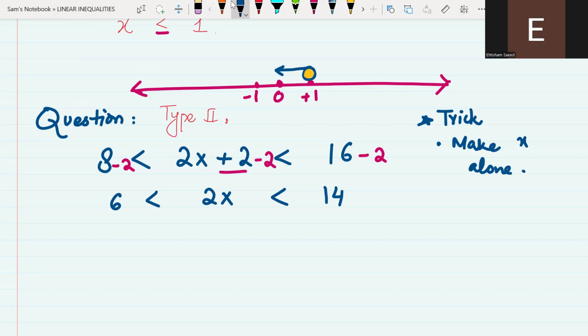So here we have 2 multiplied with x. What we are going to do is divide all 3 sides by 2. So here we have 2 threes are 6, and 2 sevens are 14. So your answer is going to be 3 is less than x and x is less than 7. Is this point clear?